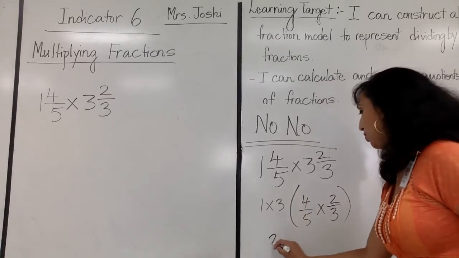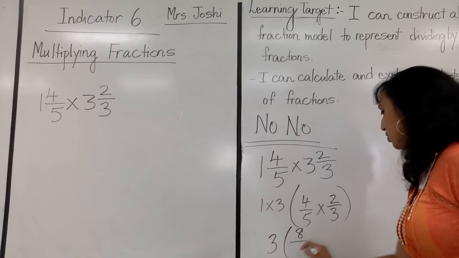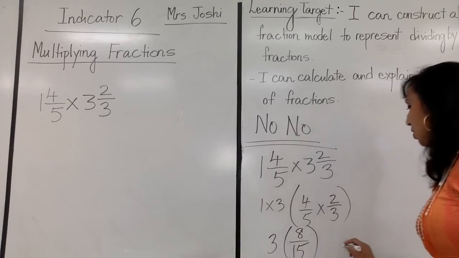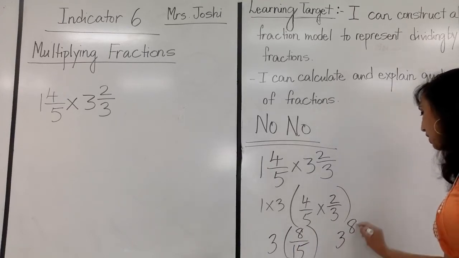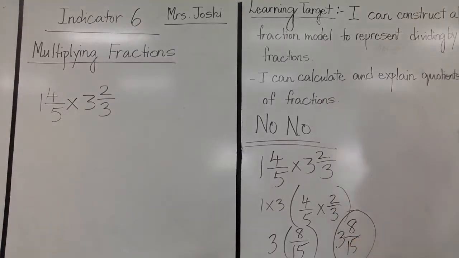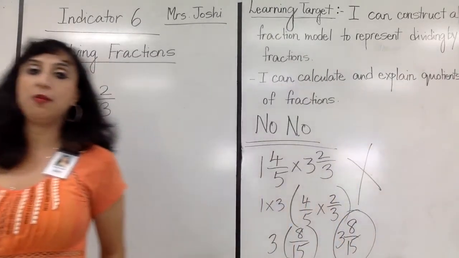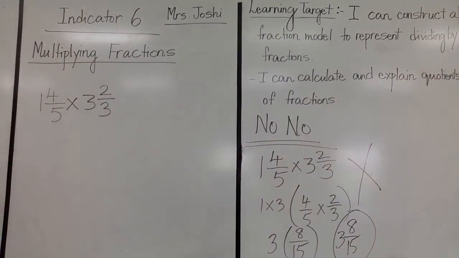Cannot. So this is going to give you 3. This is going to give you 4 times 2 is 8. 5 times 3 is 15. So 3 and 8/15 is the answer that you are getting here. This is a big no-no. Don't even try that, and I'm going to show you why now.